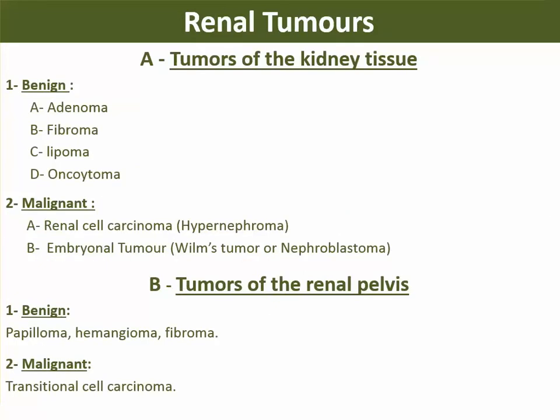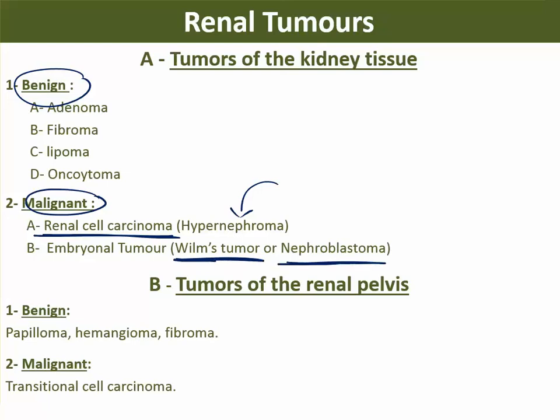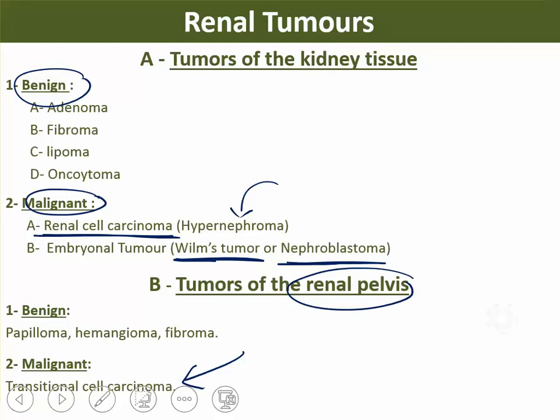Now coming to the renal tumors. There are benign and malignant tumors, but malignant tumors are more important in the kidney because benign tumors are very rare. We don't see much of them. If it comes in the adult, we call it renal cell carcinoma. The adult tumor's other name is hypernephroma, and the pediatric tumor is called Wilms tumor or nephroblastoma. The renal pelvis is lined by transitional epithelium, so the cancer coming from that is called transitional cell carcinoma.